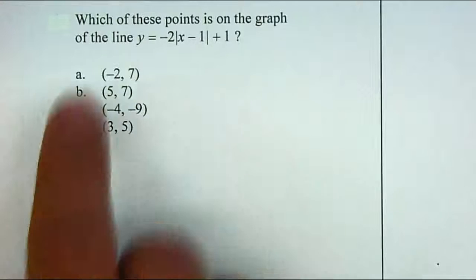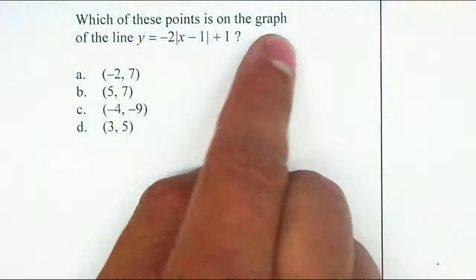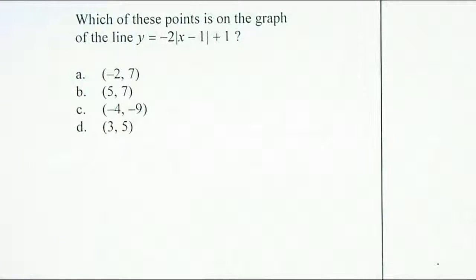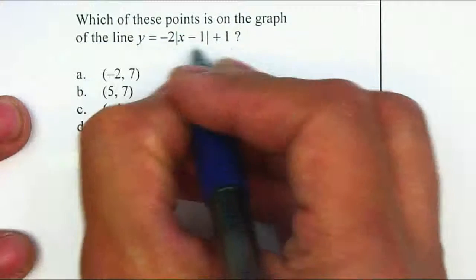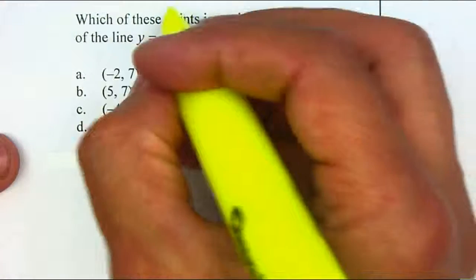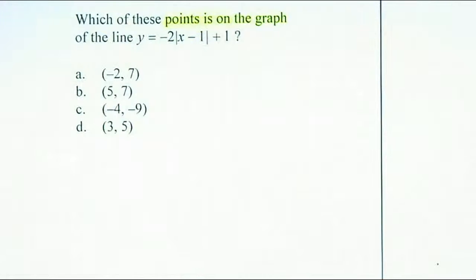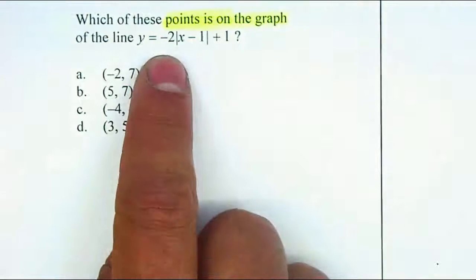On the next problem, it says, which of these points is on the graph of the following line? It should be just a following absolute value function. Which of them is on the graph? In order to decide which one's on the graph, we have two options.